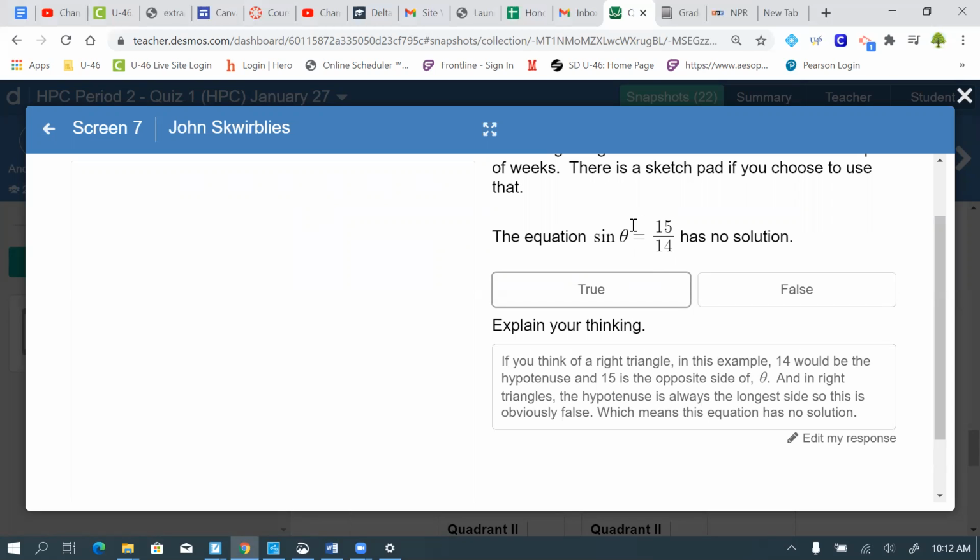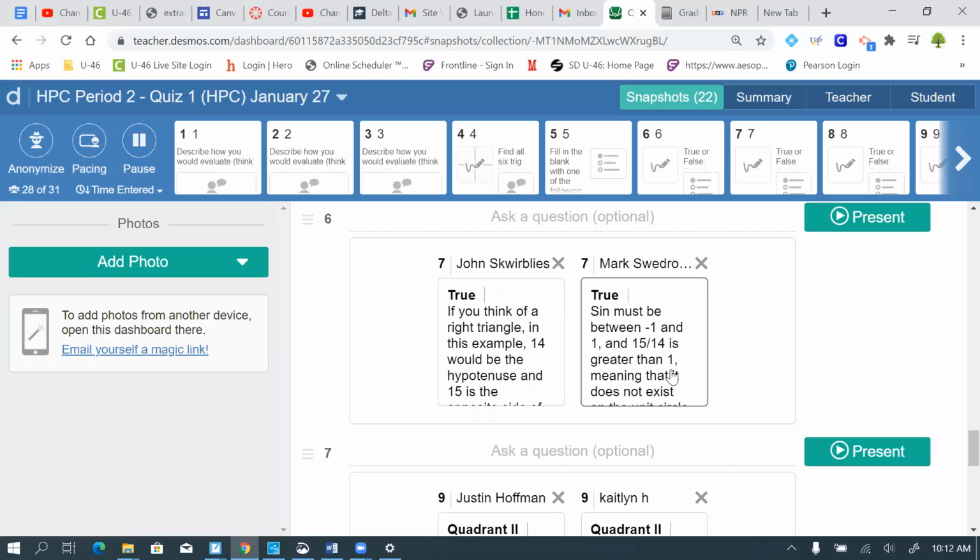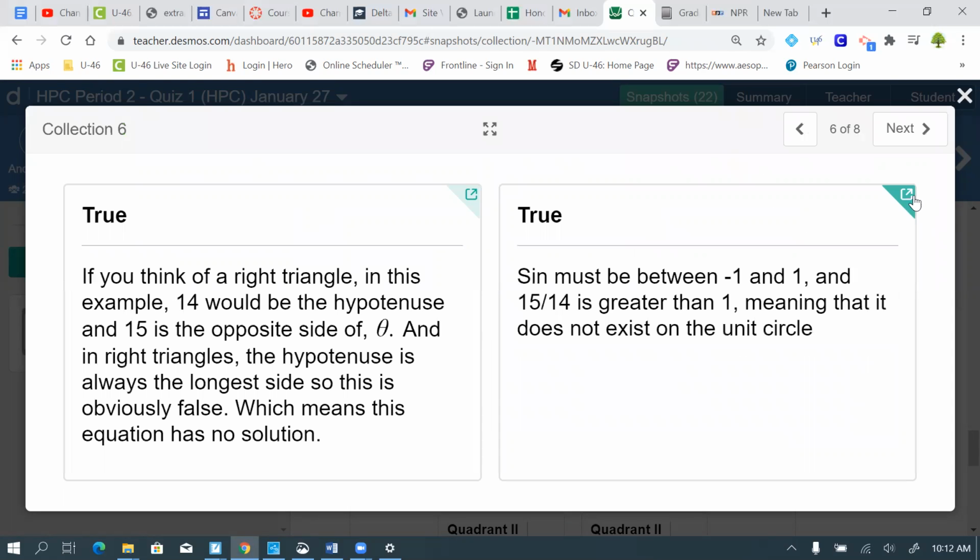This is total nonsense. A right triangle is good enough to justify it, because sine is opposite over hypotenuse, and that means the hypotenuse is 14, and the opposite is 15. How could the opposite be bigger than the hypotenuse? So that was John's argument. That's great. Mark's argument is equally good.